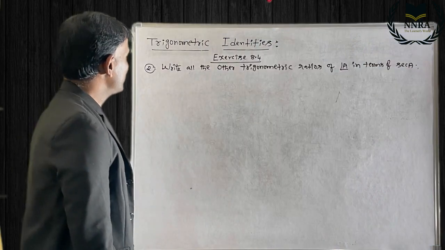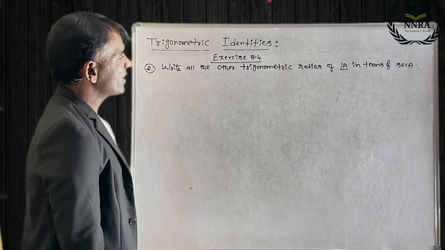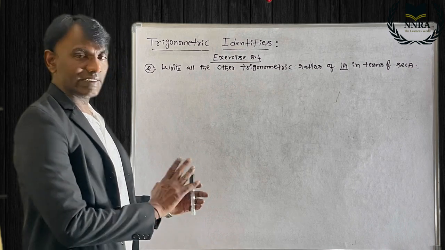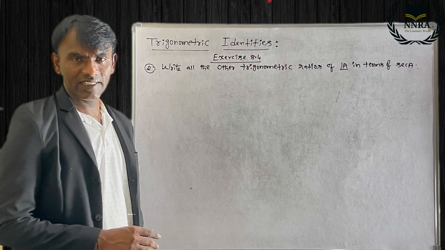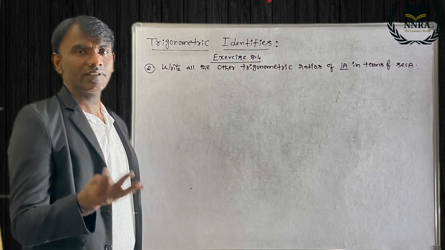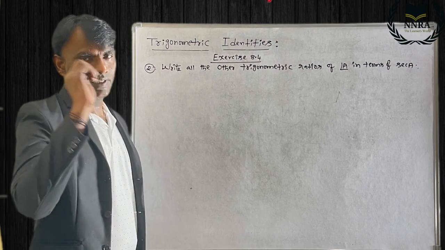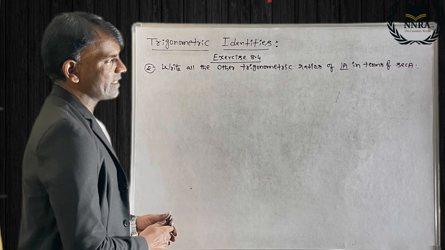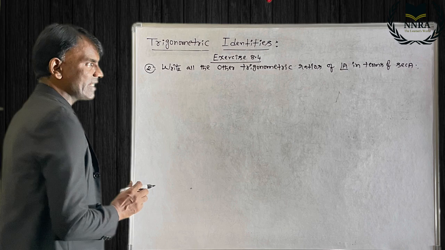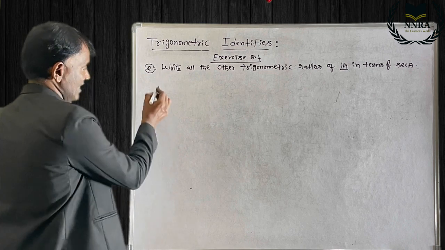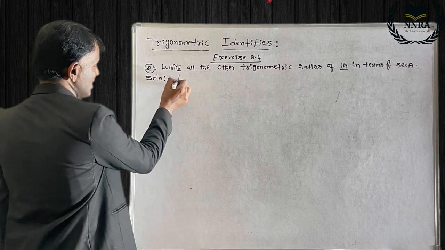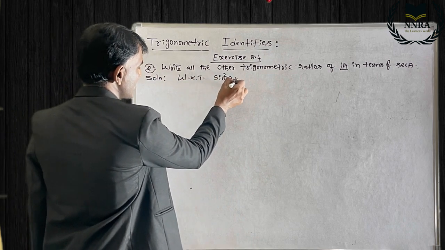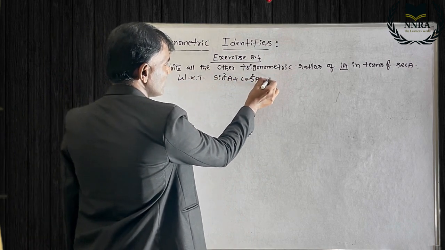Okay. Now question number 2. Write all the other trigonometric ratios of angle A in terms of secant A. Other trigonometric ratios means other than secant A. The remaining 5 are: sin, cos, tan, cosecant, cot. Okay. Now we can take the first one, sin A. But how to write the sin A value in terms of secant A? For that there is a standard formula: sin square A plus cos square A equal to 1.